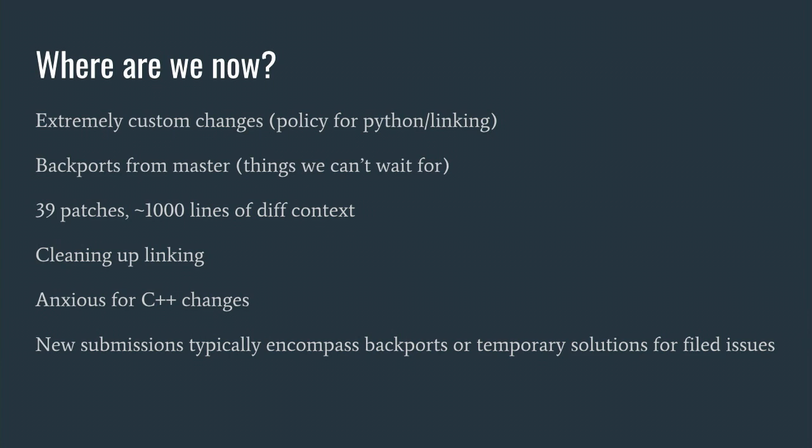So where are we now? We have only extremely custom changes. We have backports from master. We've managed to throw away all the C cache stuff and as much linking as we possibly could. We have about 39 individual patches, about 1,000 lines of diff context. It really is a small number in terms of the whole Bazel ecosystem. And we're anxious for C++ changes associated with sandwiching and doing other cool things. Hopefully we can get rid of some of our linking changes.